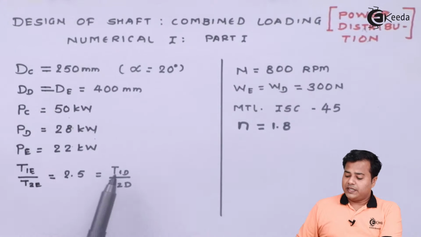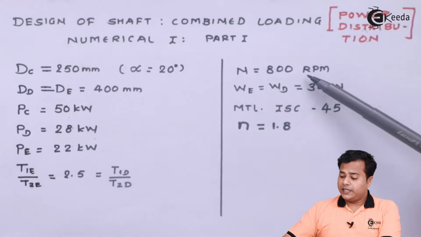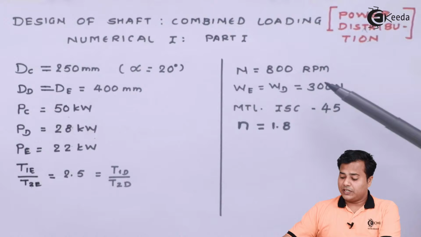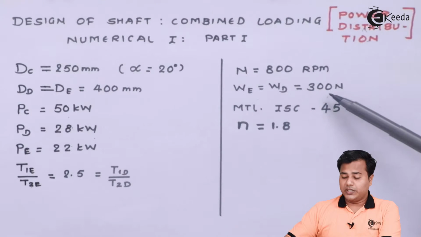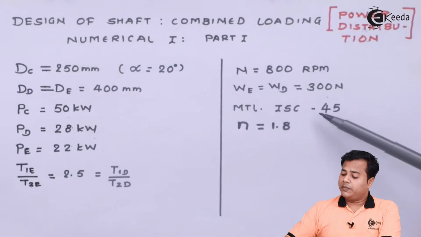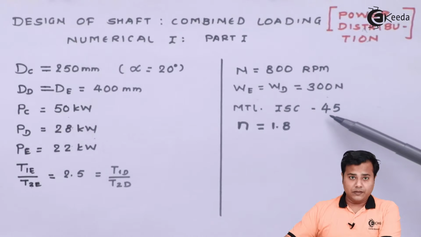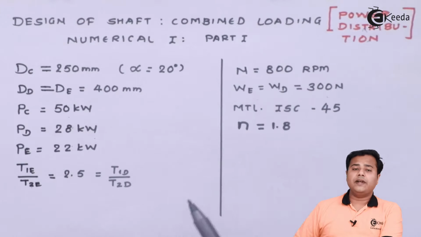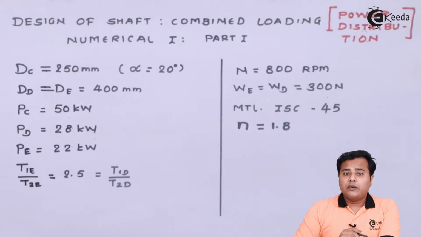The next thing we have been given is the ratio of the maximum tension and the minimum tension for both the pulleys, which is 2.5. We have been given that the rotational speed is 800 rpm. Of course, this is for the shaft given. We have been given the weights of either pulleys, that is equal to 300 Newton. We have been given the material specification. It is the ISC carbon steel, of course, of grade 45. And we have been given the N factor as 1.8. With this given data, we have to design the power distribution shaft.